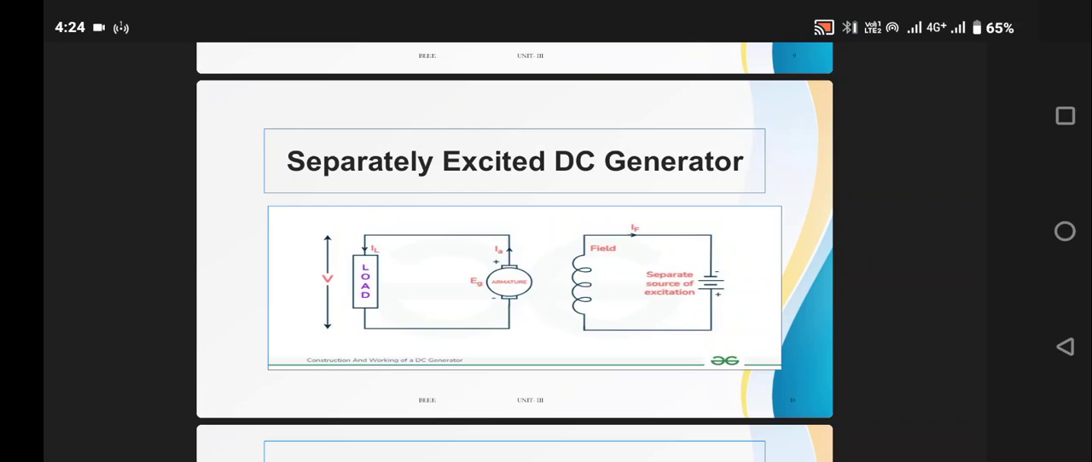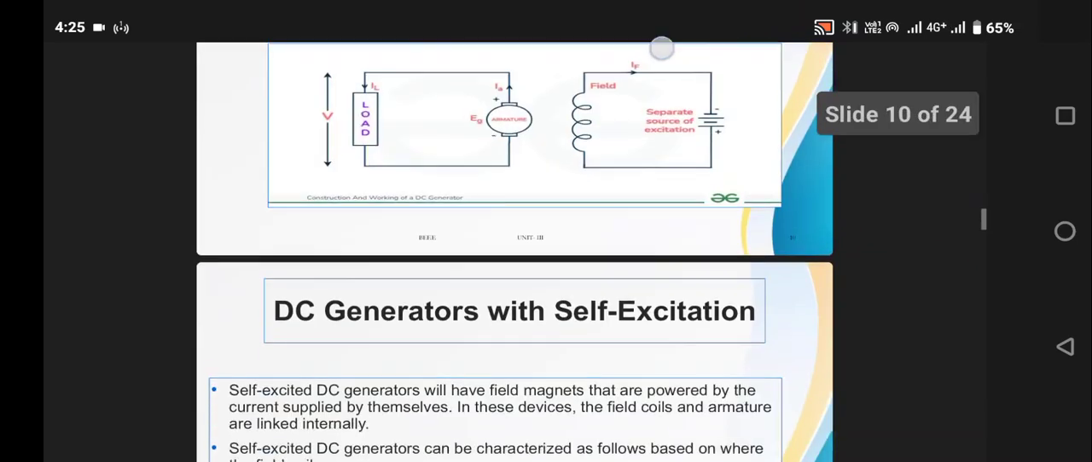In the separately excited DC generator, the field windings are excited by means of a separate excitation. From the diagram itself, we can understand the field windings are getting a separate source. The armature is connected, and the load is connected across the armature.